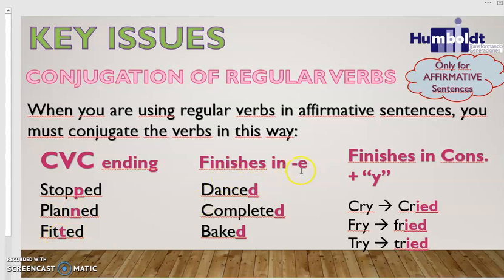When the verb finishes in E, for example in dance, complete, and bake, we only add the letter D. Danced, completed, and baked. Okay, and when the verb finishes in consonant plus Y, we need to remove the letter Y and we add IED. Okay, so cry becomes cried, fry becomes fried, try becomes tried. Okay?